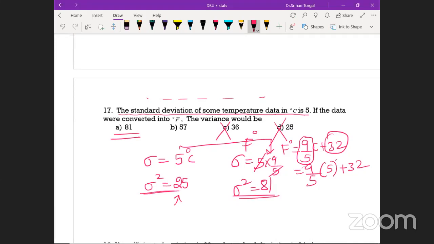This is in terms of degree Celsius. This is in terms of Fahrenheit. 81. Right?